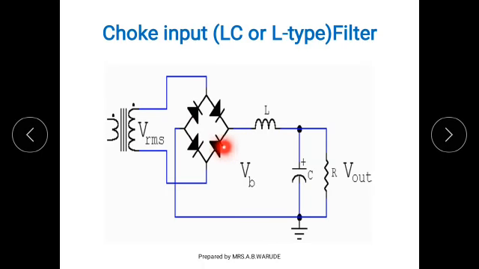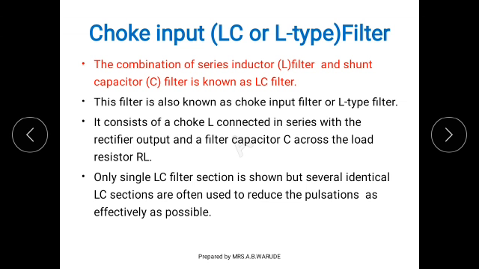and here four diodes are used, then inductor is used, capacitor and resistors are also used, and this is the input. And if we observe the circuit diagram for choke input filter, it is observed that it is the combination of series inductor filter and also shunt capacitor filter, and therefore it is known as a LC filter.